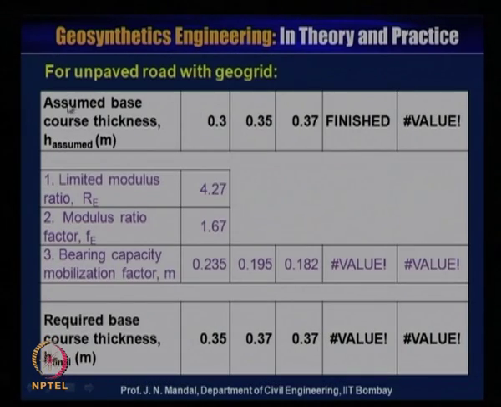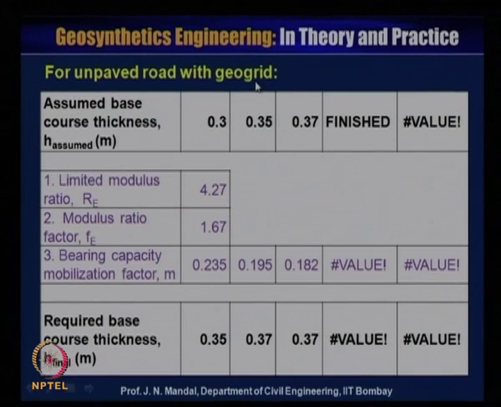Now for the unpaved road with geogrid. Again assume the base course thickness H. Like this, the limit modulus, the moduli ratio and the bearing capacity mobilization are all there, and then the required base course thickness H final. You can see by the iteration, left to right, 0.37, you can see 0.37. It is matching here, then it is the finished value.